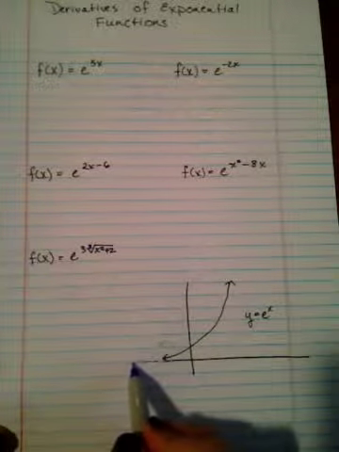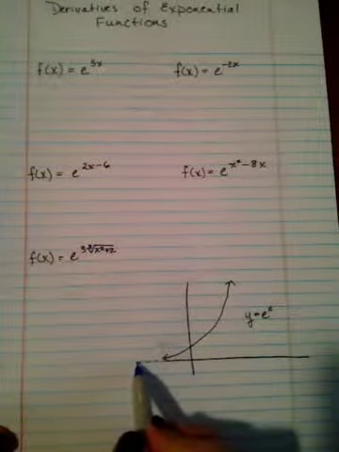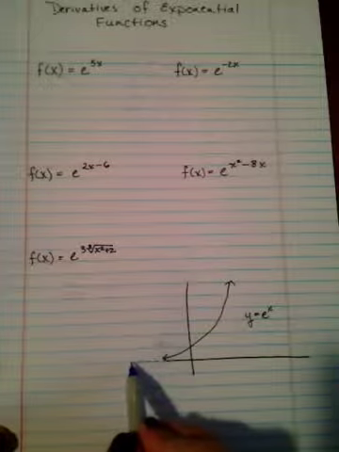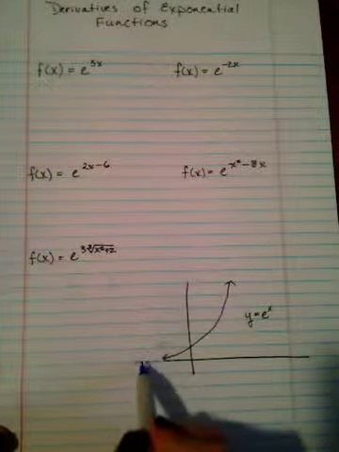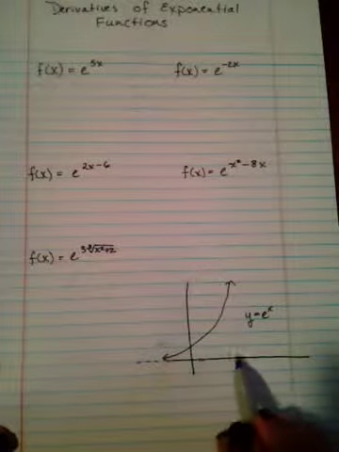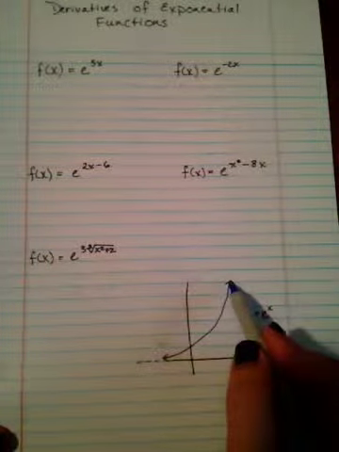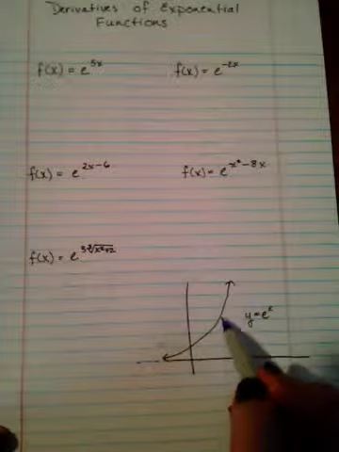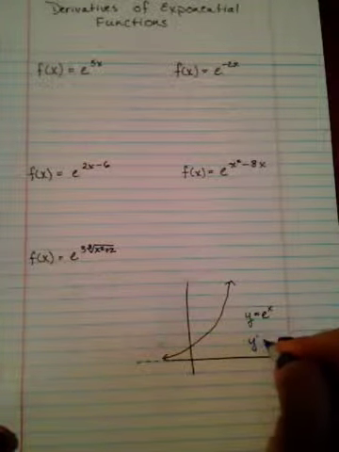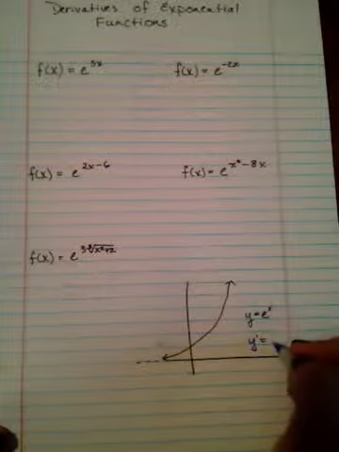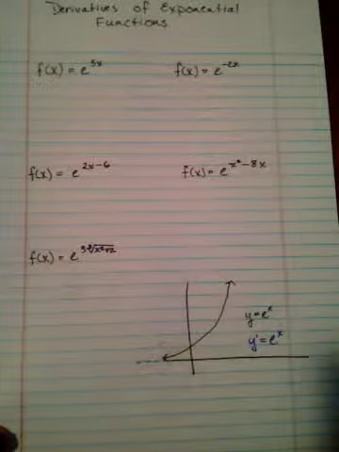So as you go to the left, the graph is approaching an asymptote of 0, so it's approaching y equals 0. Well, the slope is flattening out, so the slope is approaching 0 as well. As you go to the right, the y values are getting higher and higher and higher, and the slope is also getting steeper and steeper and steeper. So we know that y prime is the same exact function, e to the x.